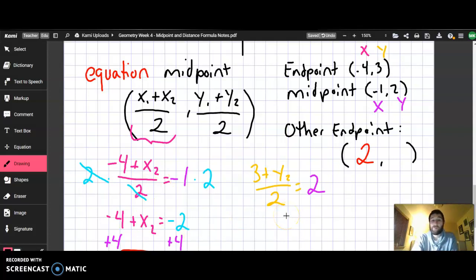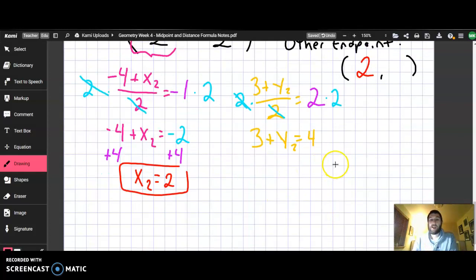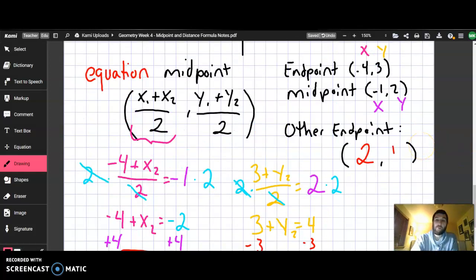So we'll start the same way as we started before. We'll start by multiplying by 2 on both sides. The reason why is because in both examples we're dividing by 2, and multiplication undoes that division. So multiply by 2, multiply by 2. That means that our 3 plus y is equal to 4. And now we're able to solve for y by subtracting on both sides. Subtract the 3, subtract the 3. Our value of y2 is equal to 1. And that's exactly what we are looking for. Our other endpoint is at 2, 1.